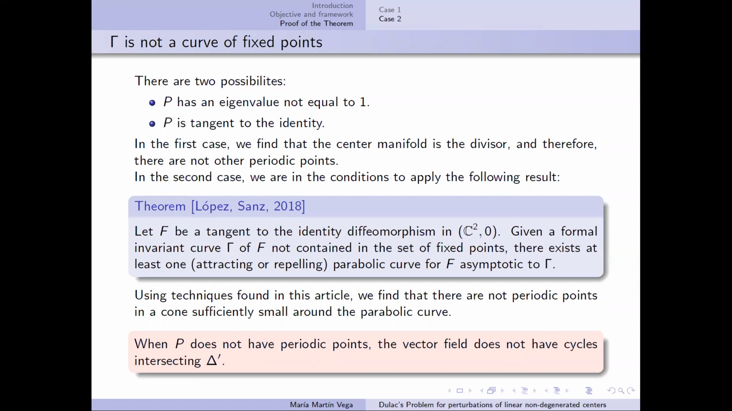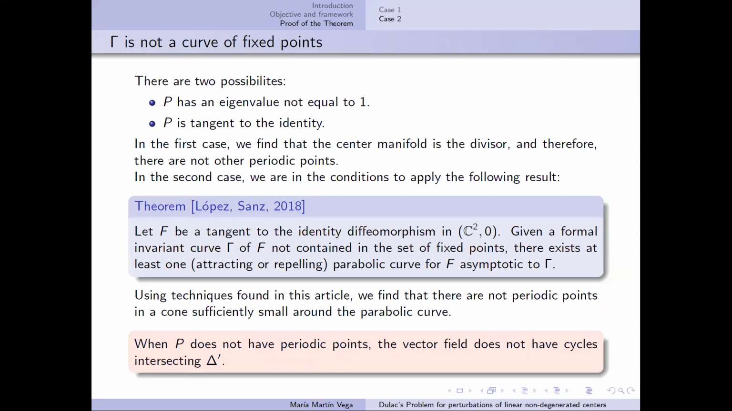In the case that we find another eigenvalue, as we know that the divisor is defining a curve of fixed points, the only periodic points will appear in the divisor, so we are done here.